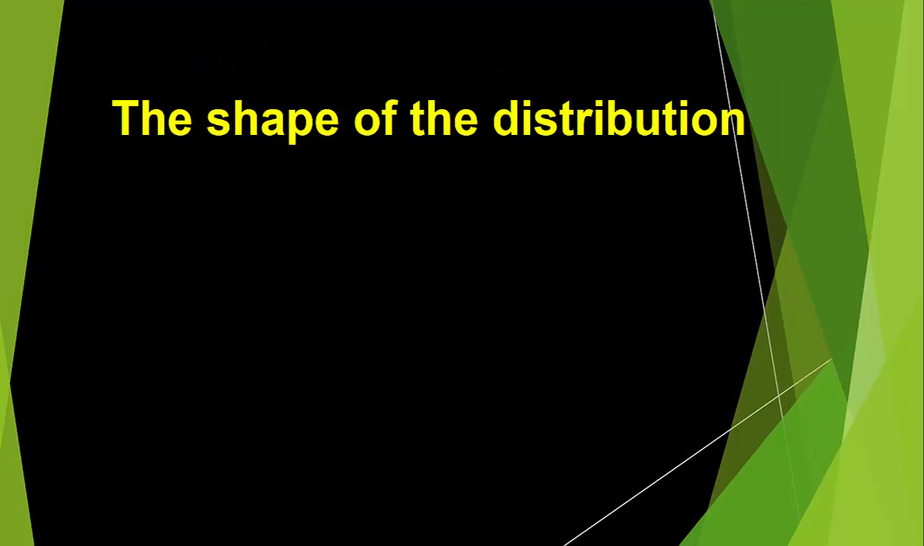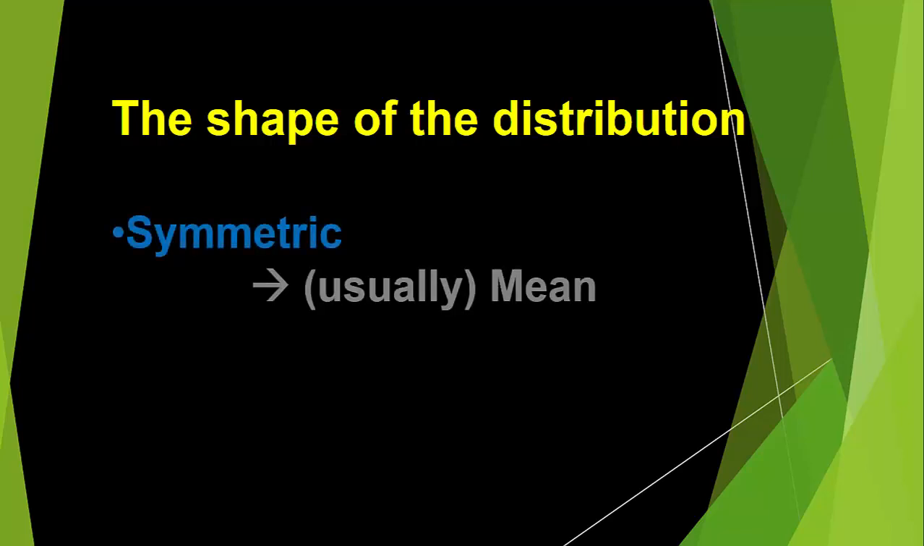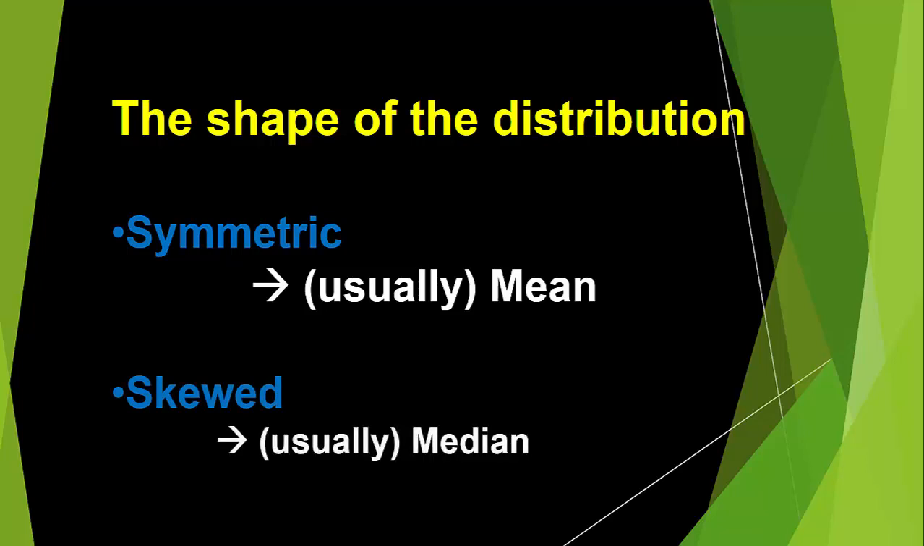Now I promised you in the case of both average and spread that their choice depended on the shape of the distribution as well. So let's add that information into my previous statement. In the case of the choice of average, if my data is symmetric, then I will usually use the mean. And if my data is non-symmetric, if it is skewed, then I will usually use the median.